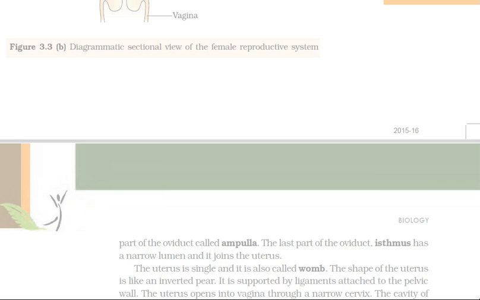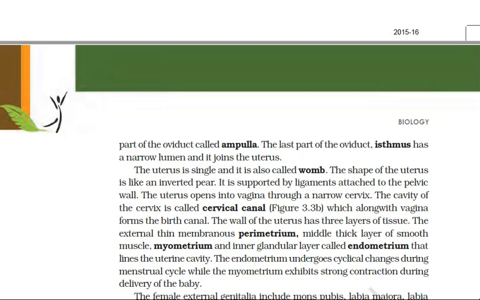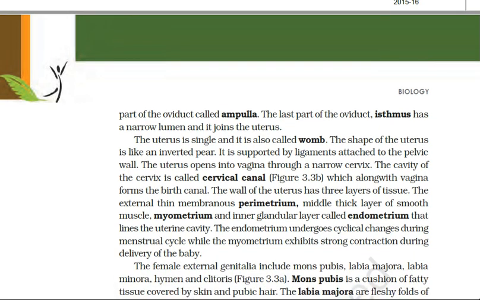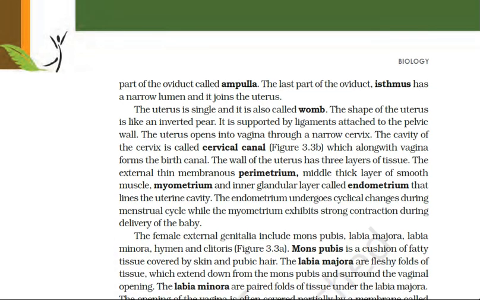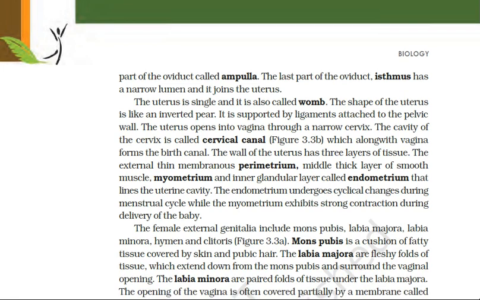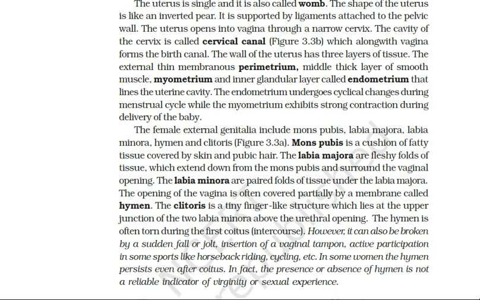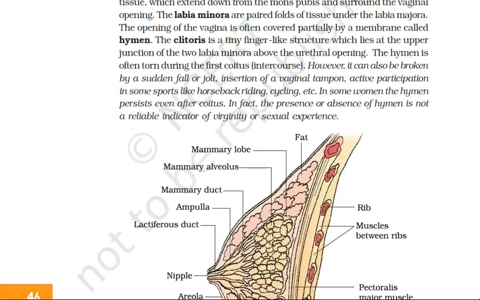Thus we can say the gametogenesis is the process of the formation of gametes, and it is different in both male as well as female. We will begin with the process of gametogenesis in males, which is also termed as spermatogenesis.